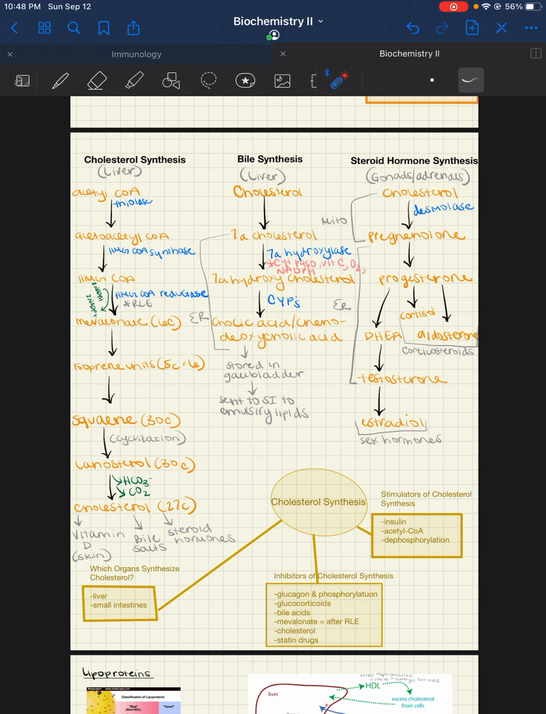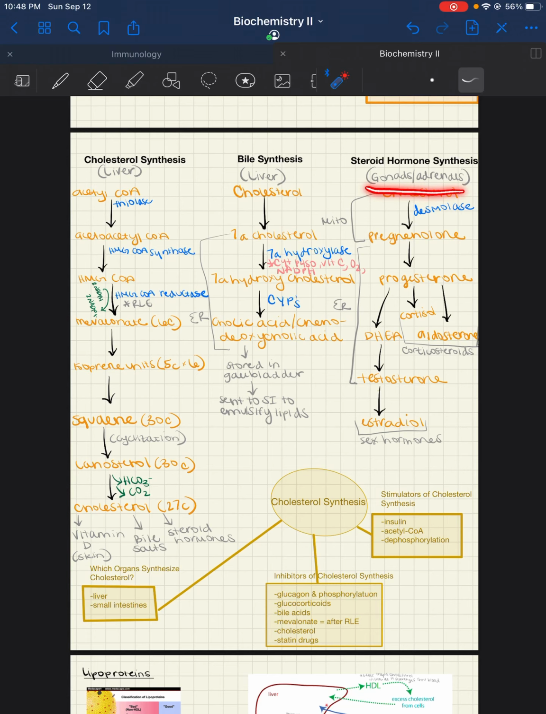Cholesterol turns into 7-alpha cholesterol. 7-alpha hydroxylase turns 7-alpha cholesterol into 7-alpha hydroxycholesterol. 7-alpha hydroxycholesterol turns into the 2 bile salts, cholic acid and CDC acid, or chenodeoxycholic acid.